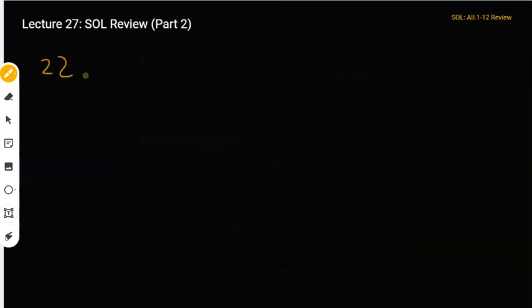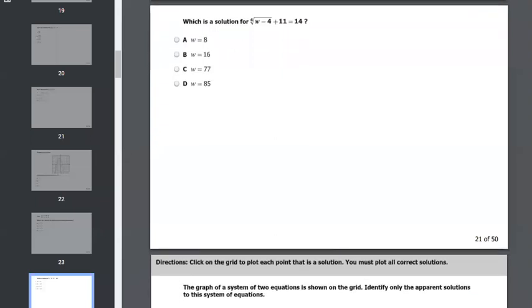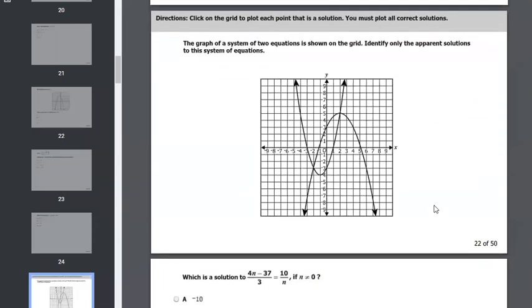Okay, let's look at 22. 22 is a graphing question. It says we have a system of two equations. Identify only the apparent solutions. So we're looking at where they're going to cross each other. Where do they cross? At 2 points, right? Down here and up here.